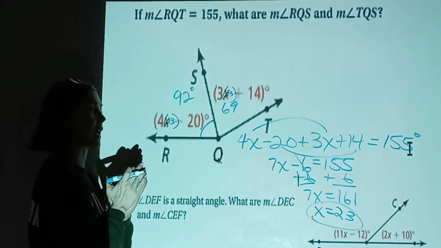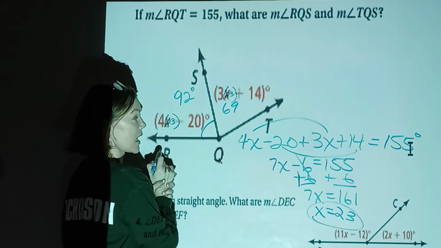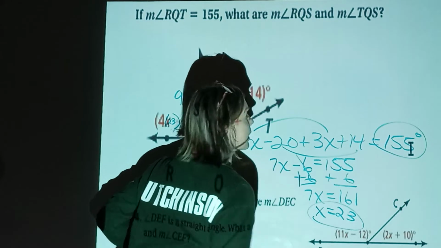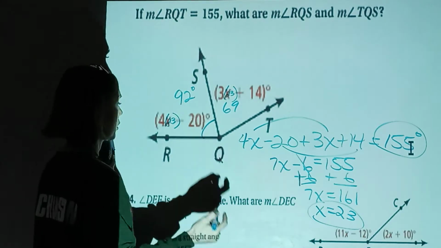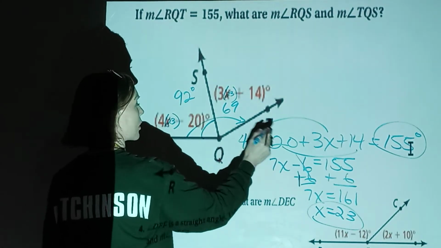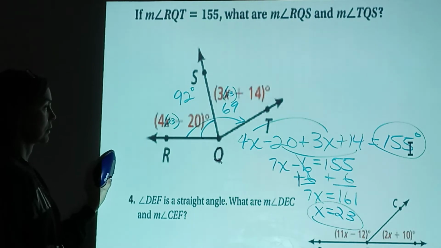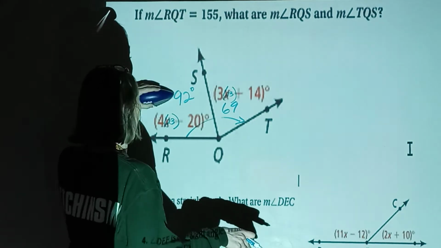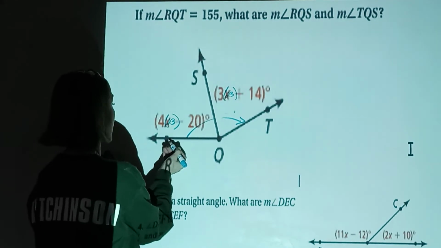Now, how can we check to make sure that we did it correctly? If you add 92 plus 69, if that equals 155, then we know you did it correctly. From here all the way to here is 155 degrees. I got 161. So then we have to redo it. Get your calculator. You got something wrong. I was trusting you, Mario. Let's do the math. So what's 4 times 23?